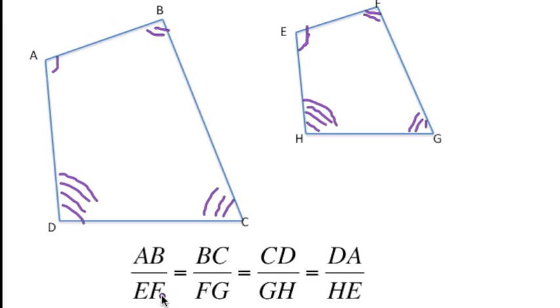AB over EF is equal to BC over FG. Those are the tops versus the rights. And then CD over GH, that is the two bottom sections. And then DA over HE, that's the two left sections. So all of those have the same ratio, creating a proportion. In order for these two polygons to be similar, their corresponding angles have to be congruent, and their corresponding sides have to be proportional.